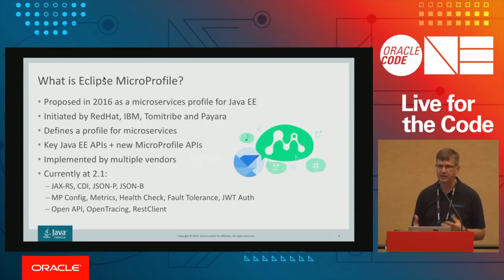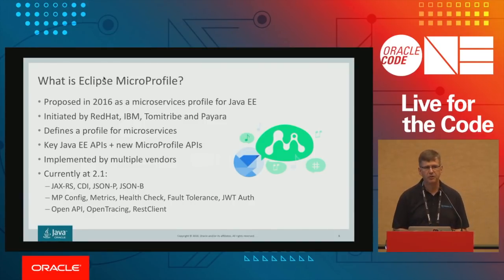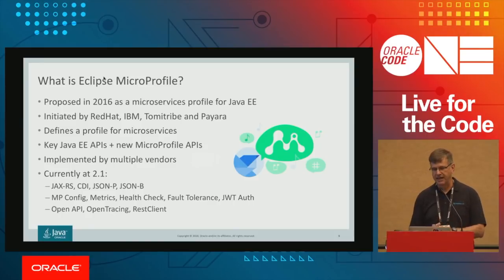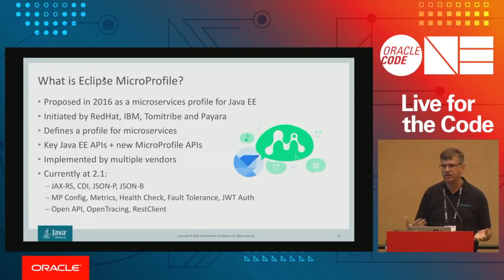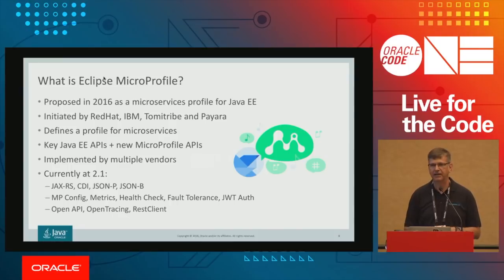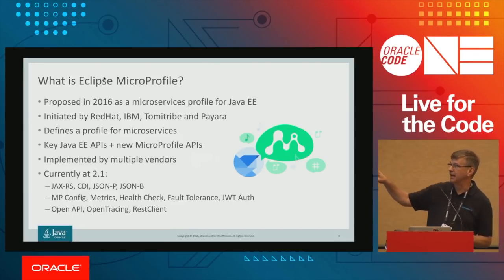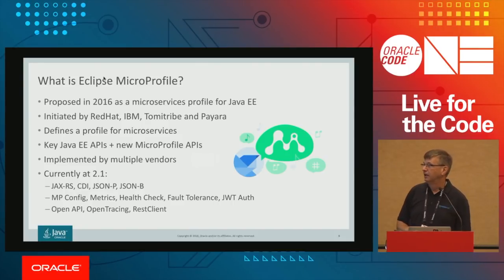A little more on Eclipse MicroProfile, in case you're not familiar. It was proposed in 2016. That's when it was announced by these fine companies, and it was a reaction to the pace at which Java EE was moving, or not moving, right? The community wanted something a little more agile and a little more aggressive and fast-paced. And so this was announced in 2016.